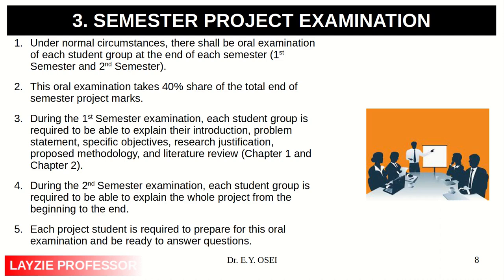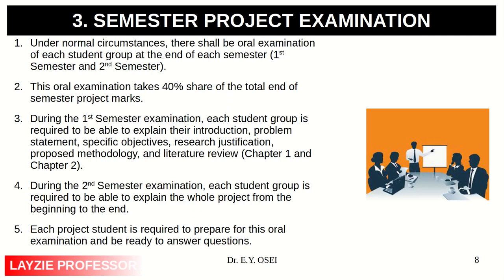Now, usually, at the end of each semester, there is an examination for the project work, and usually this examination is an oral examination where you come in to explain what you've done at the end of the semester. And this oral examination usually takes 40% share of the total end of semester project marks. So the total project marks for the semester, which is 100%, this oral examination takes 40% of that, and then the other 60% is taken by your supervisor.